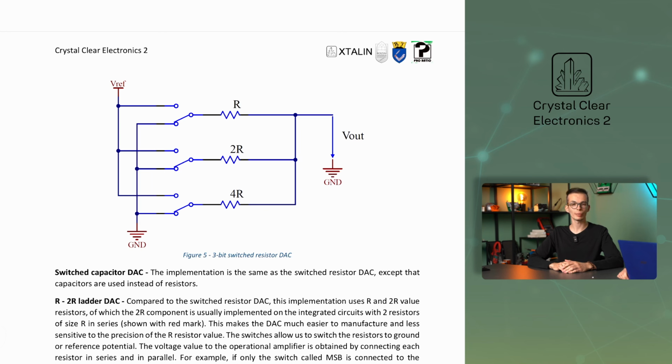For example, the first is the switched resistor DAC. The figure shows an example of a 3-bit DAC connection. The resistors associated with each local value can be connected to either ground or reference potential, depending on the digital input value, so that the resulting resistances obtained by the parallel switched components determine the output voltage. There is also a switched capacitor DAC. The implementation is the same as a switched resistor DAC, except that here capacitors are used instead of resistors.